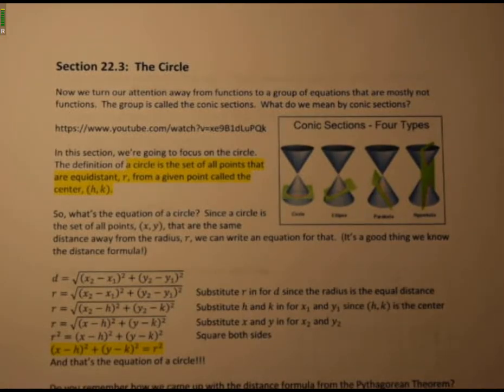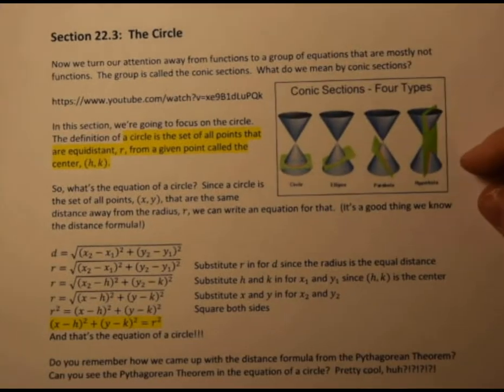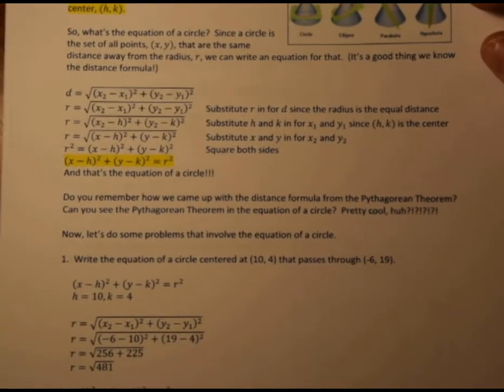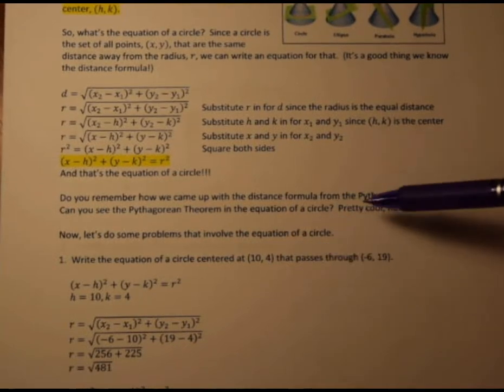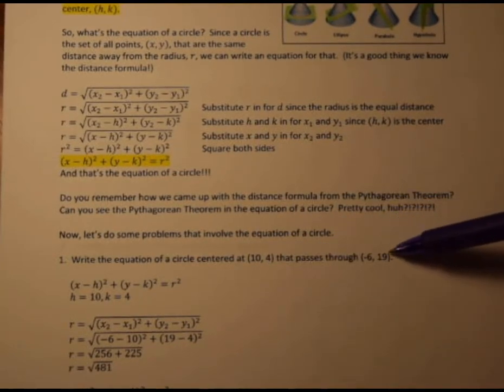So, do you remember how we came up with the distance formula from the Pythagorean theorem? Can you see the Pythagorean theorem in the equation of a circle? Pretty cool, huh? So now let's do some problems that involve the equation of a circle. Number 1 says, write an equation of a circle centered at (10, 4) that passes through (-6, 19).